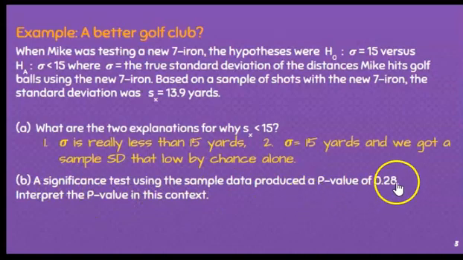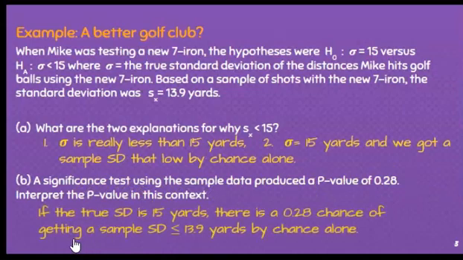Now, using that idea, B says a significance test using the sample data produced a p-value of 0.28. What does that mean in this context? Okay, here's what it means. It says if the true standard deviation really is 15 yards, then there's a 0.28 chance of getting a sample standard deviation less than or equal to 13.9 yards by chance alone.